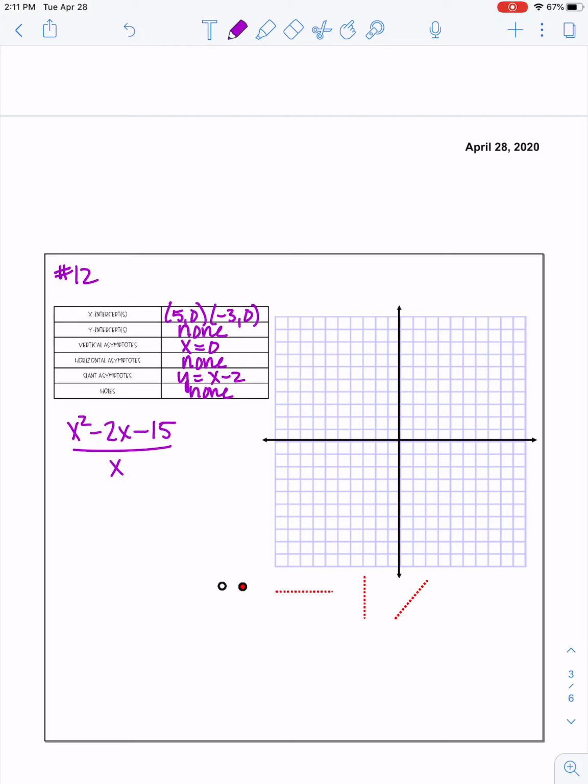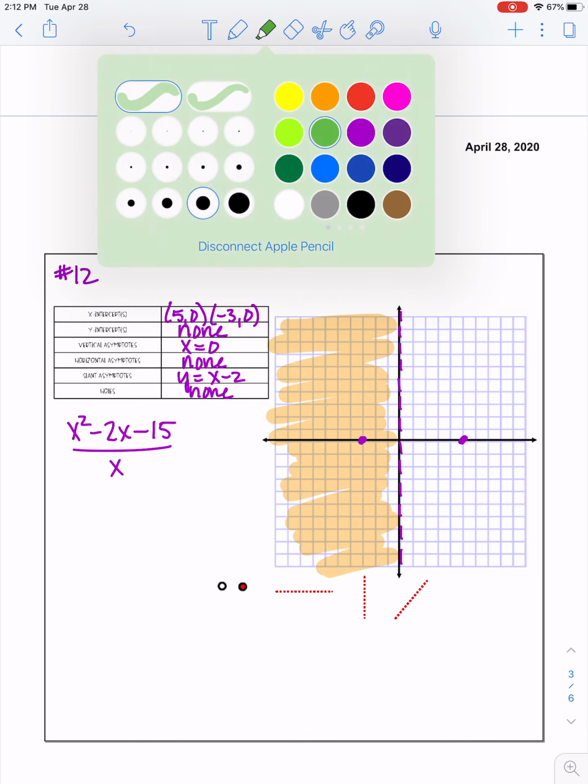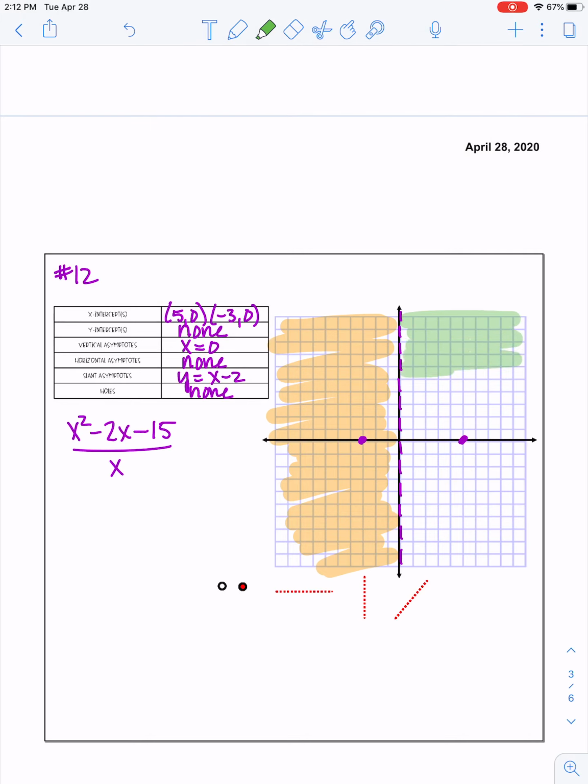Okay, so I'm going to take all my information and plot it. So I have 5, 0. I have negative 3, 0. I have a vertical asymptote, which is on the y-axis. Since I only have one vertical asymptote, again, that's going to create two sections. So I have a section here, and I have a section over here. I'm going to look at those differently.